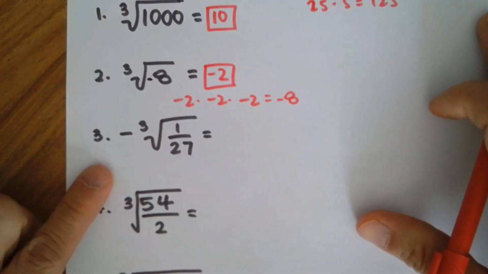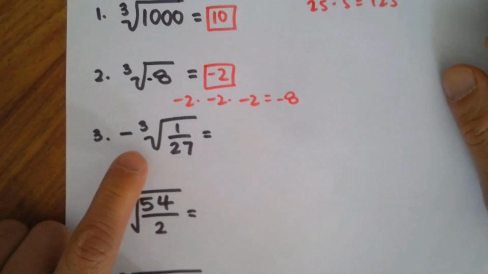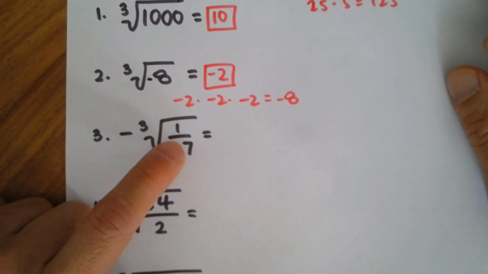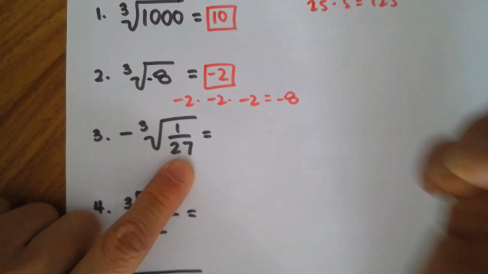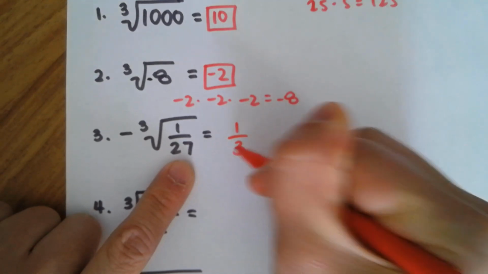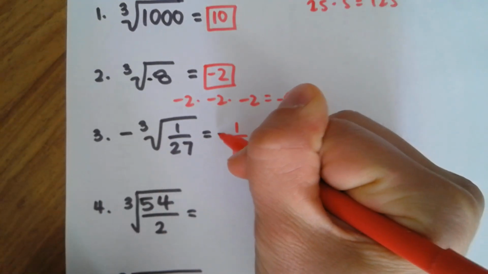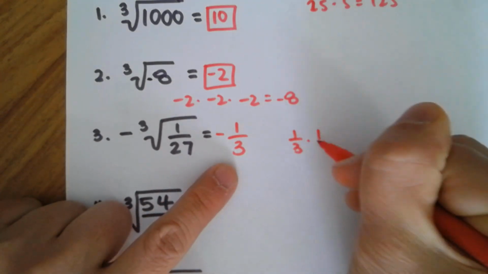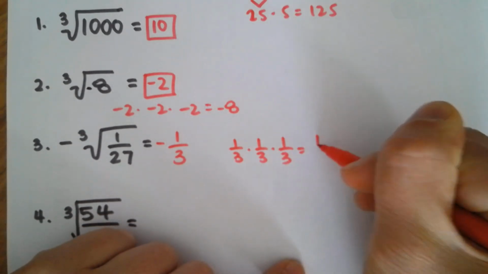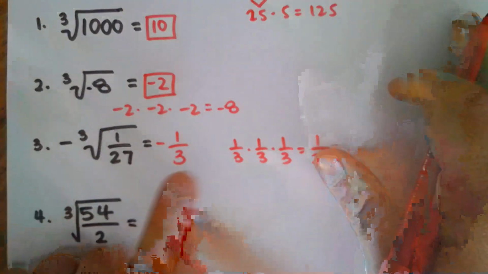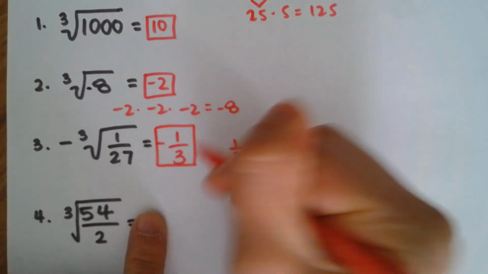Okay, take a look at number 3. So what's the cube root of negative 1 over 27? Okay, so think about it. Yep, it should be 1 over 3, or I'm sorry, -1 over 3, because there's a negative sign on the outside. Why? Because 1/3 times 1/3 times 1/3, 1 times 1 times 1, the numerator is 1. 3 times 3 times 3, that's going to give you a denominator of 27. So -1/3 is the answer.